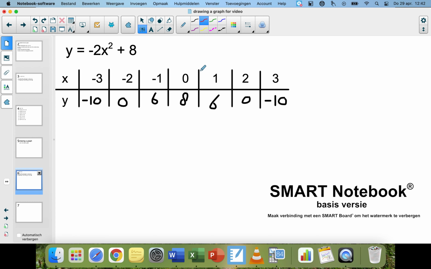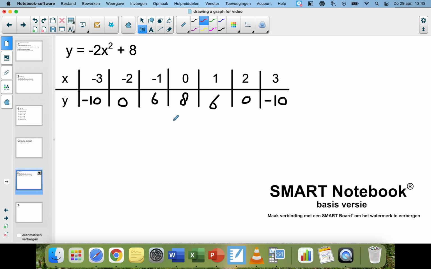So now we can draw the coordinate system. But first let's look at the values we have so we know how long the axes need to be. So the x-axis, the horizontal axis, we've calculated from minus 3 all the way to plus 3. So that's what at least needs to be on the coordinate system. Steps of 1 is what we've calculated, so we can just use steps of 1 on the axis. For the y-axis, we go from minus 10 all the way to plus 8.